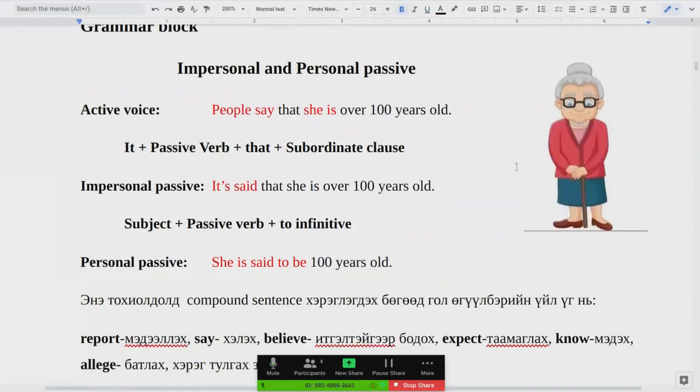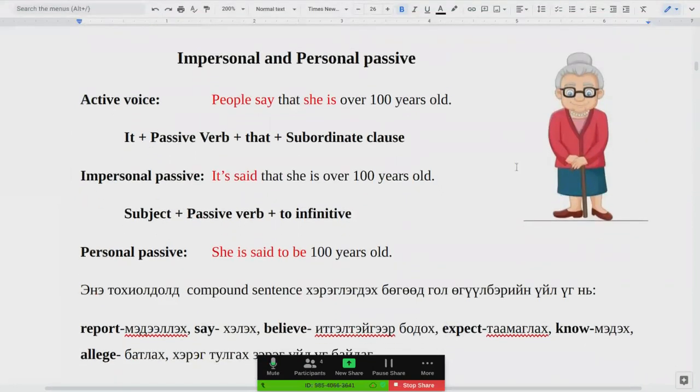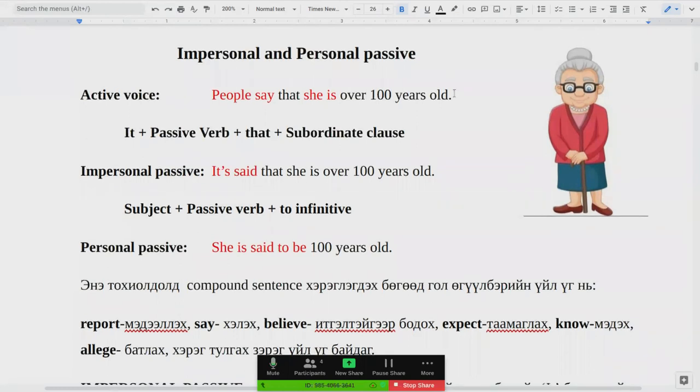All right, so this one is today's lesson: impersonal and personal passive. This one is a bit different, but you know the main sentence structure and main verb forms and how we make passive sentences, from passive to active, active to passive. So it should be very helpful. So, impersonal and personal passive.